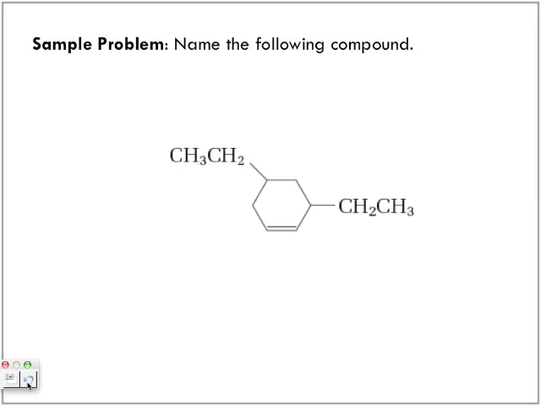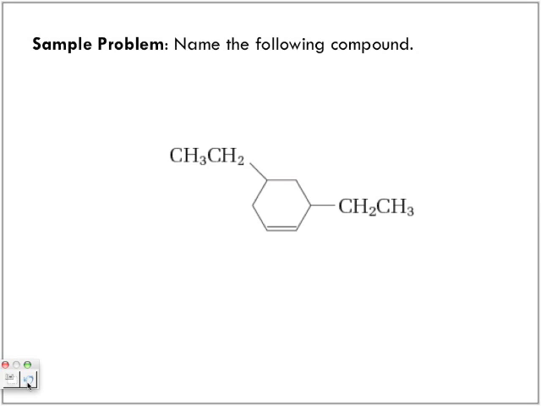Now, let's look at the next sample problem. Name the following compound. So take a moment. Now notice how we've got branch groups, part of the chain, or the ring hydrocarbon. We also have a double bond located. So remember what the rule states for double bonds in the structure. Take a moment, work this one out, and see if you get the same answer.